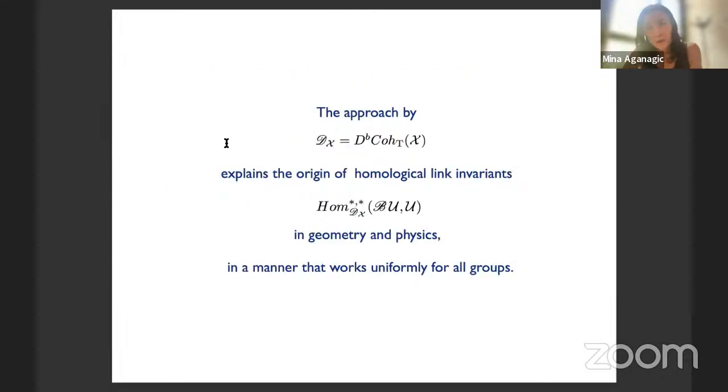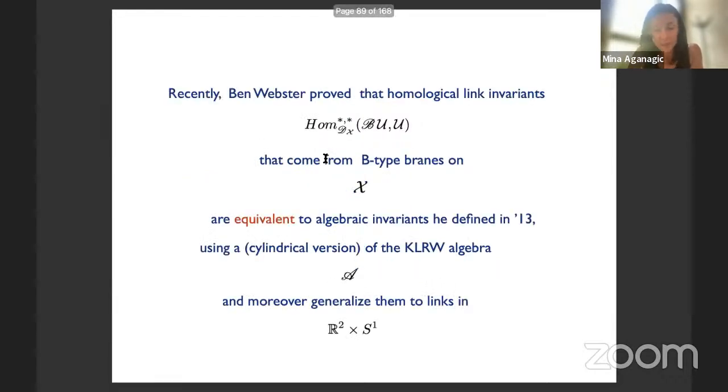The approach by coherent sheaves on X explains the origin of homological link invariants in geometry and physics in a manner that works uniformly for all simple Lie algebras. Recently, Ben Webster proved that homological invariants that come from B-type branes on X are equivalent to algebraic invariants he defined in 2013 using a cylindrical version of the KLRW algebra. And moreover, he generalized them to links in R2 times S1.